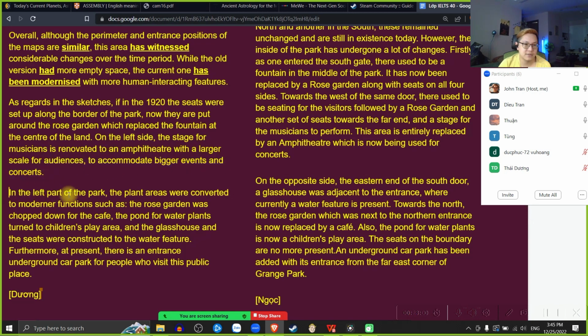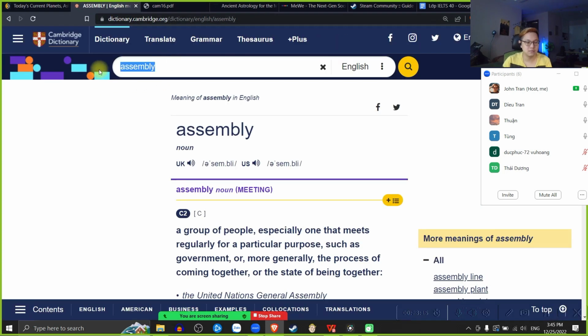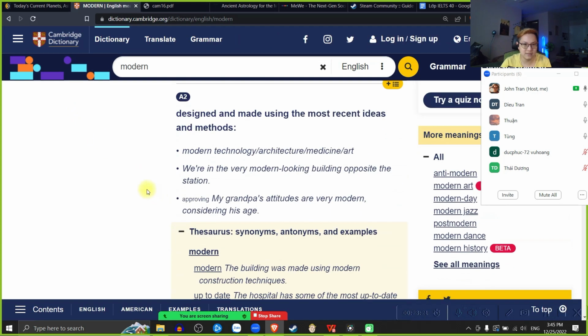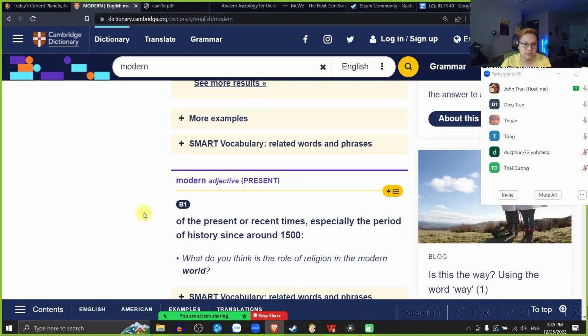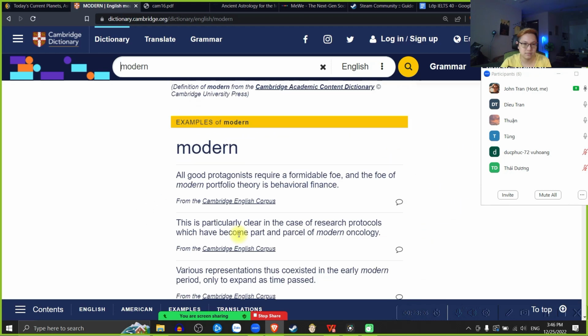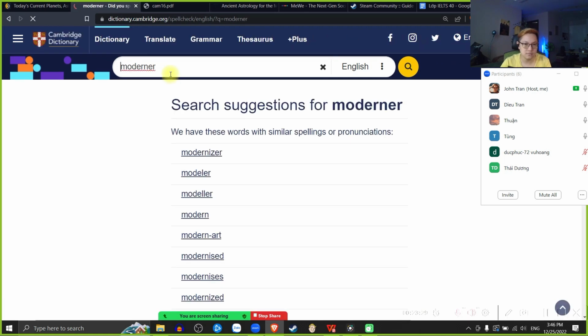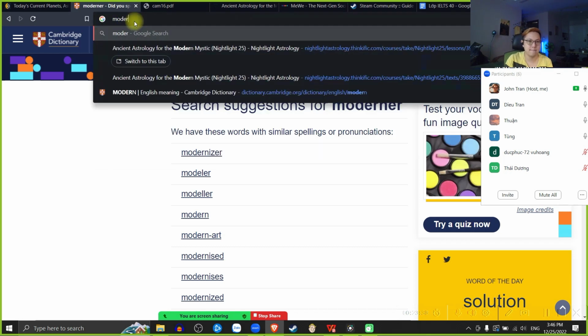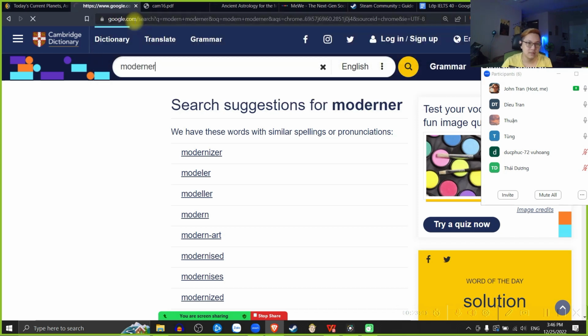All right. And the left part of the park, the plants area, converted to moderner function. Is it moderner or more modern? Modern. The comparative of the adjective is moderner, or modern. Is it? I don't think there's something called moderner. Let's check it out.